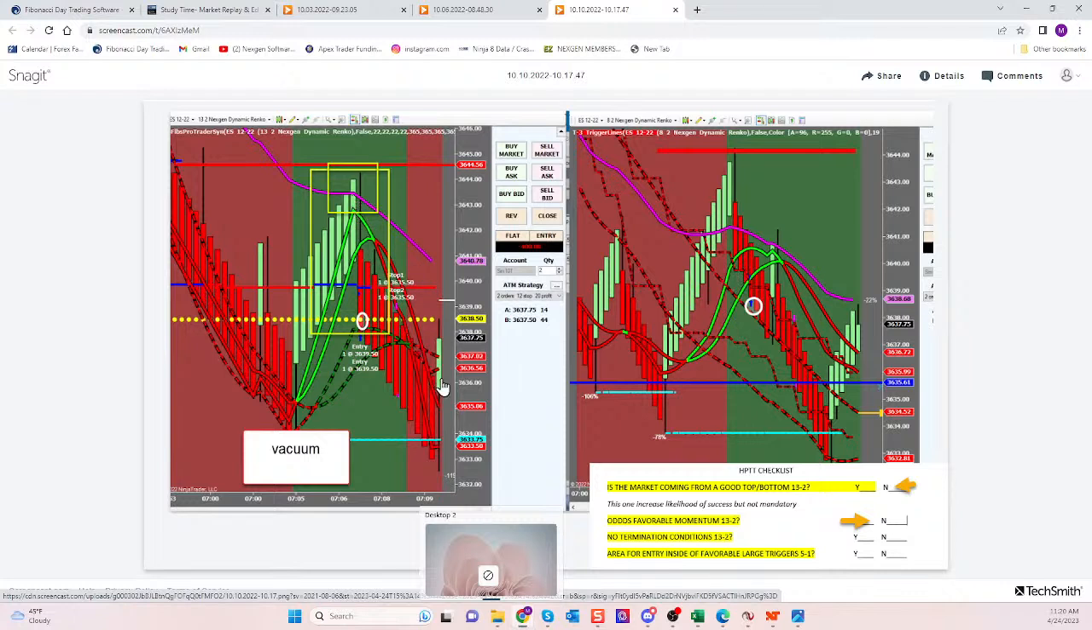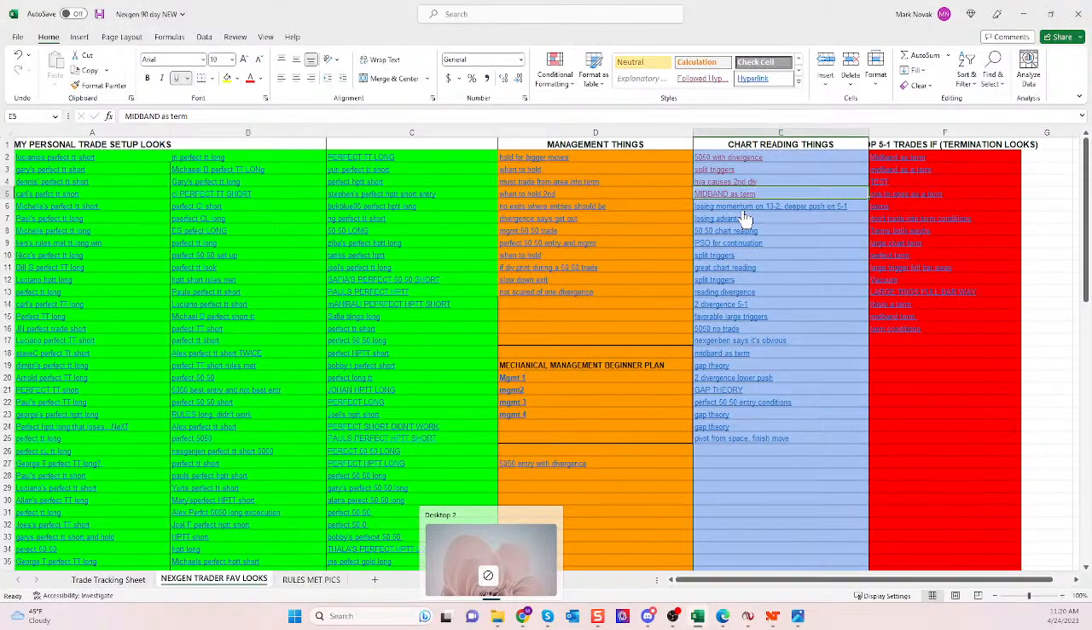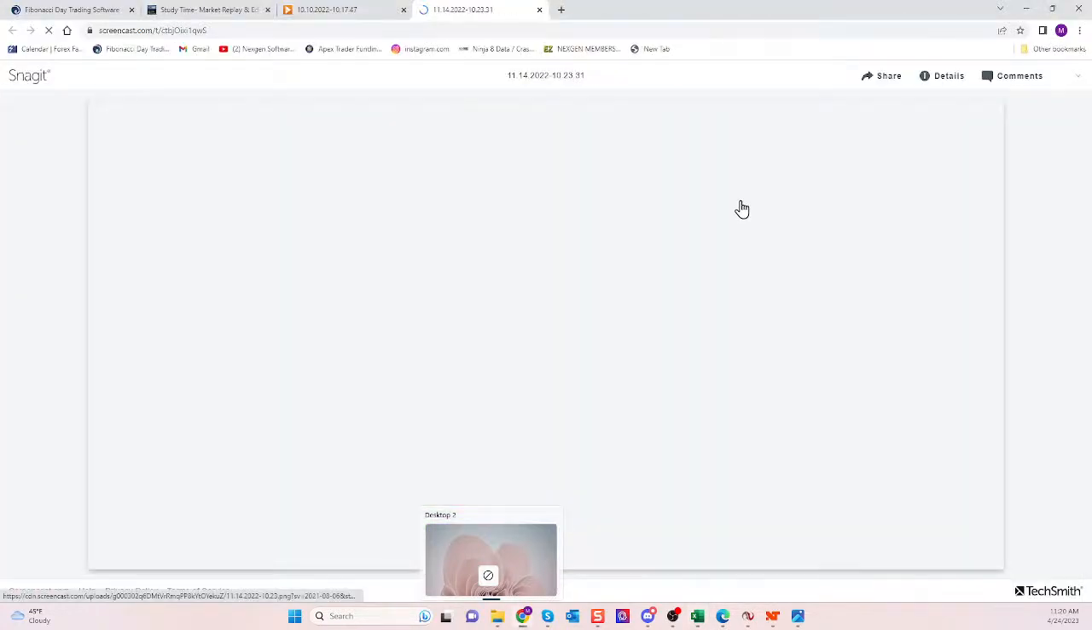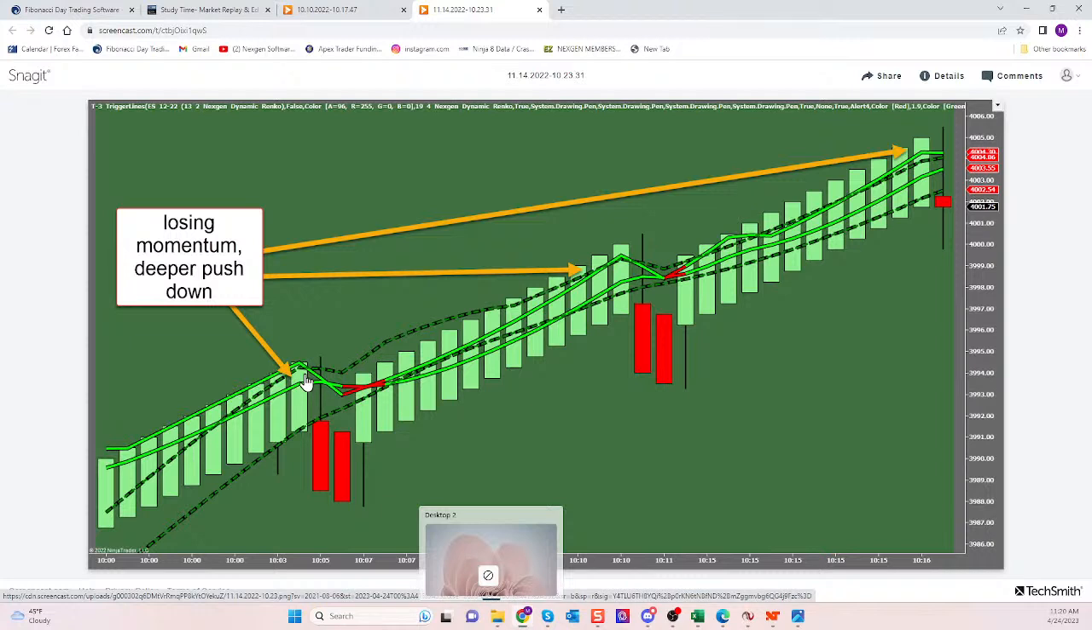Directly into a termination condition. Market gets slaughtered. There's that vacuum. Once again, all I'm doing is taking pictures and I'm coming back. Losing momentum on the 13.2. Deeper push down. Because this is a pattern that I recognize, we took this picture in class, losing momentum on the 13.2. And sure enough, I gave a deeper push down.